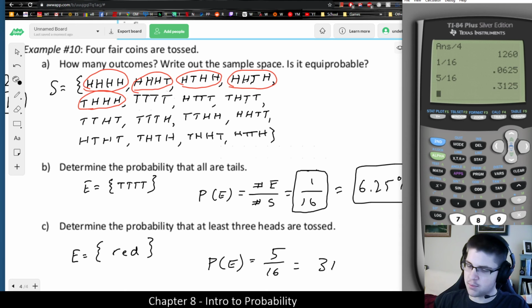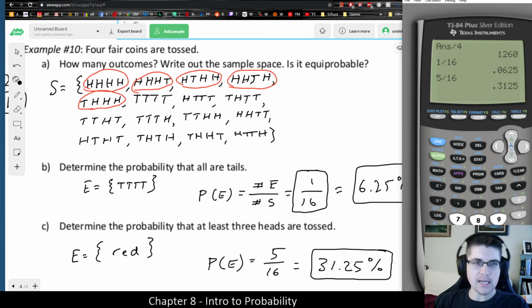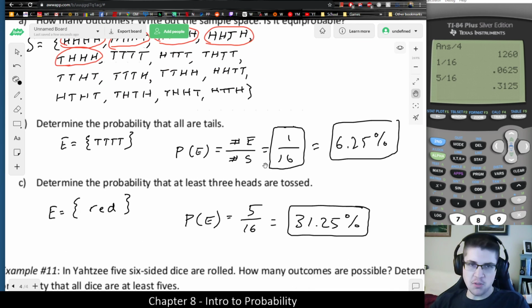So 31.25% chance of getting at least 3 heads. And again, if you run the experiment 10, 20 times, you'll see that you'll definitely have quite a few situations where you toss 3 out of 4 heads. It's really not too bad. And it might be higher than you may have expected without actually running through the math behind this.